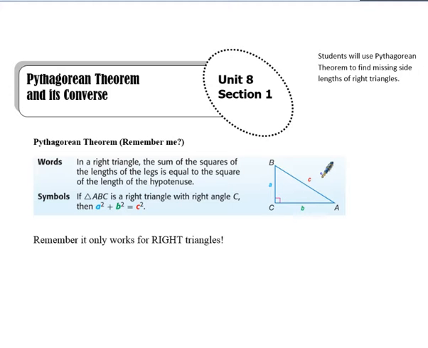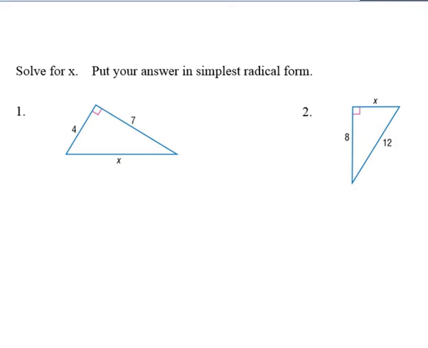square of the hypotenuse. And just as a reminder, the hypotenuse is the side that is opposite the 90-degree angle. So we always want to look for our 90-degree angle, find that hypotenuse. Keep in mind that this only works in right triangles. This entire unit is based on just all right triangles. So everything we're going to be doing deals with right triangles.